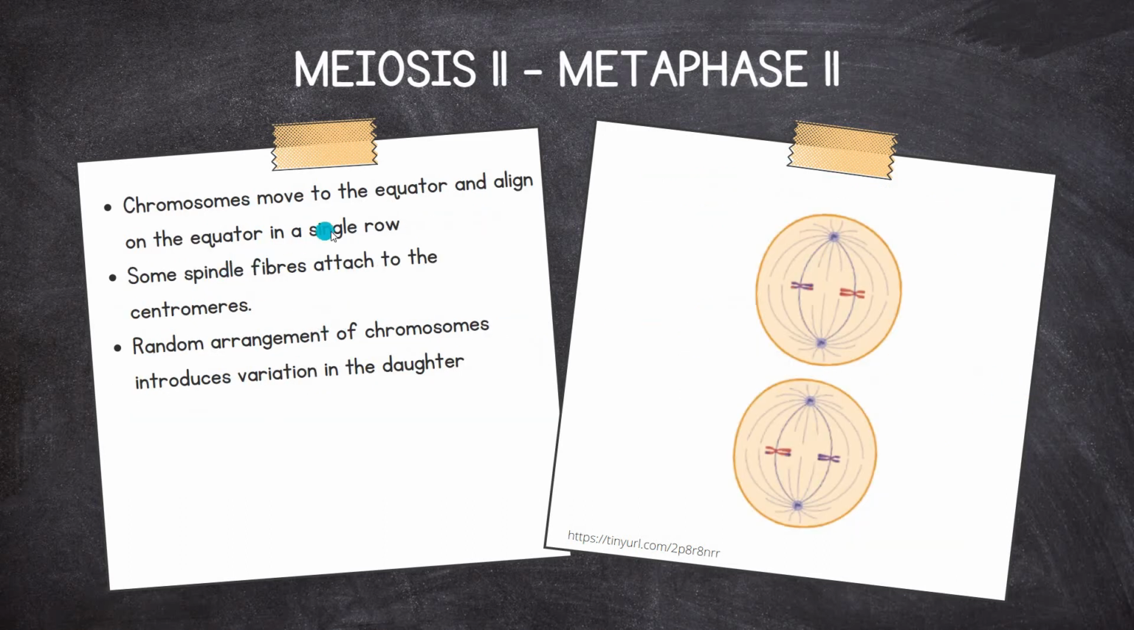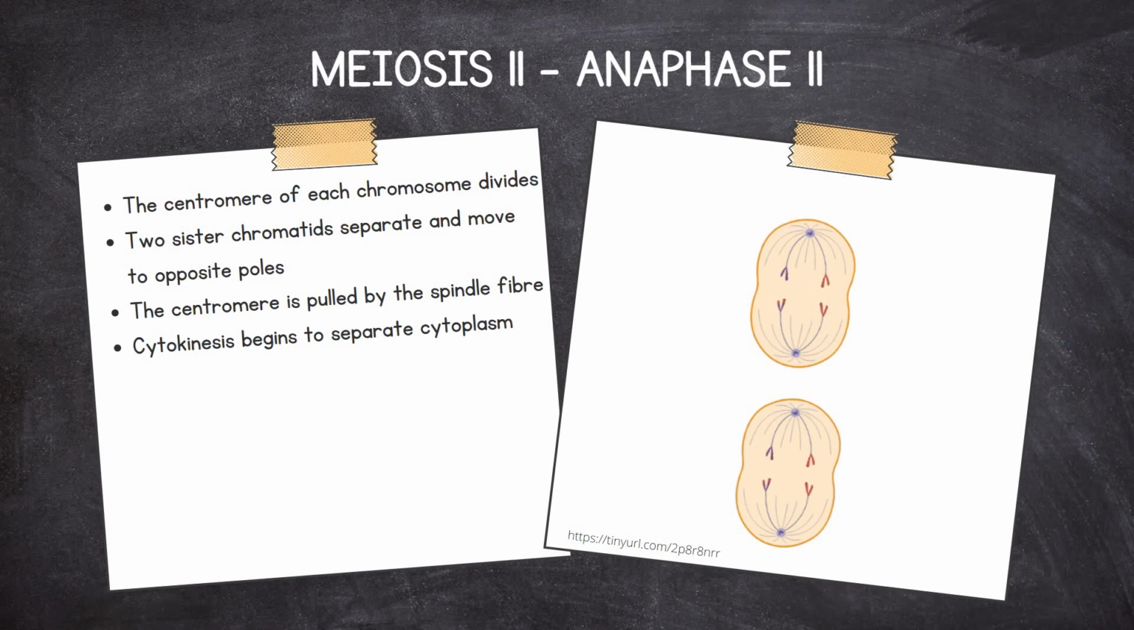Then the chromosomes move to the equator and align on the equator, but this time they are in a single row. Okay, as you can see there. And some spindle fibers attach to the centromere. So again, spindle fibers will attach to the centromere of these chromosomes. And random arrangement of chromosomes again introduces variation in the daughter cell, because in this cell, for example, they are aligned like this, but this one could be switched around in another cell. So that's again random variation that happens. Then we move on to anaphase 2.